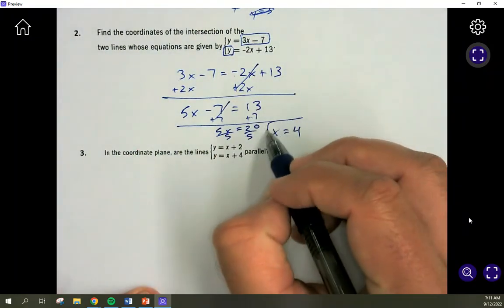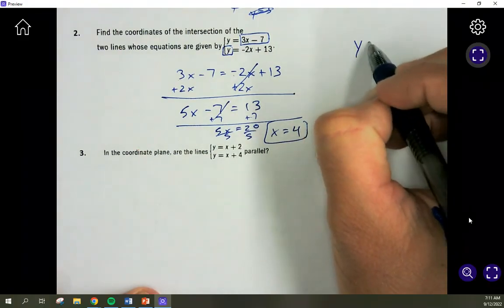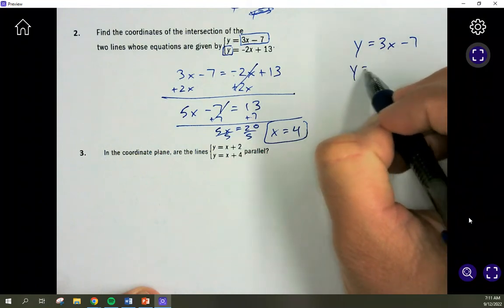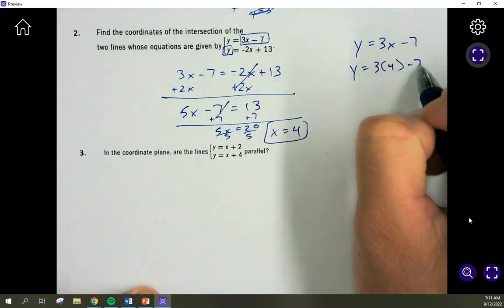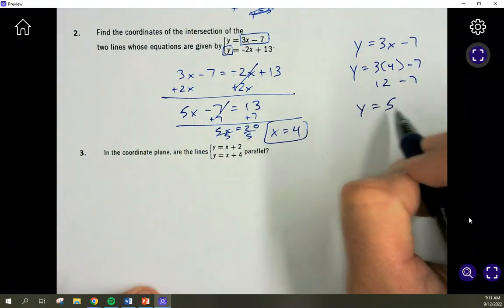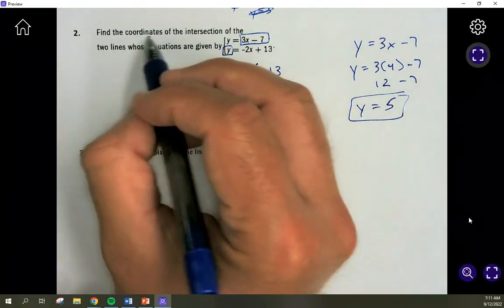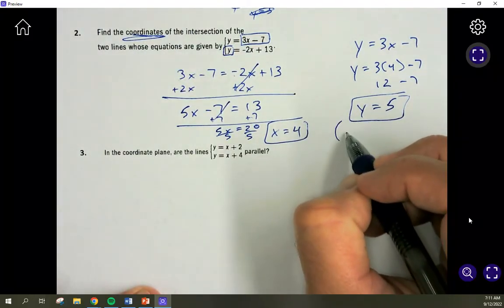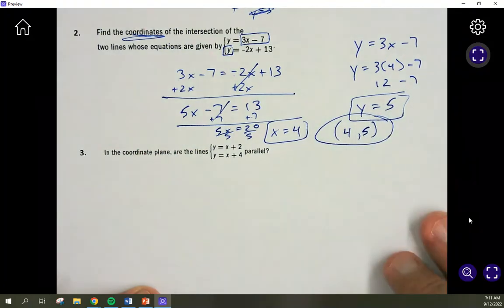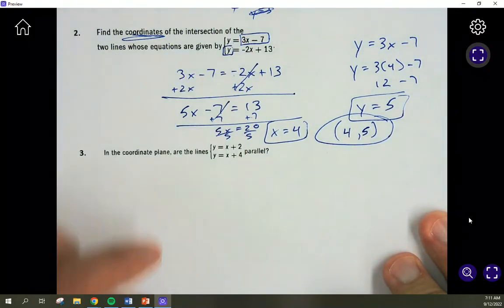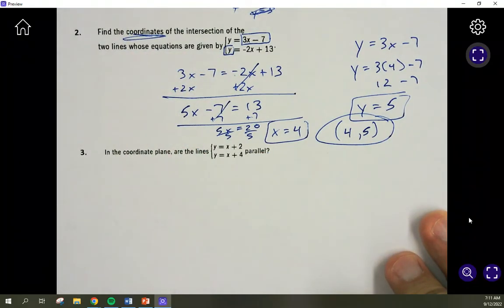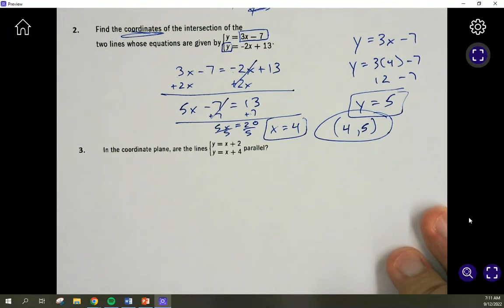Process is the same to go find the other value. So I'm going to go back up and I'm going to plug in. So I'll take the first one. You can use either one. Plugging in for x. Y equals 3 times 4 minus 7. That's 12 minus 7. So y equals 5. Again, the final answer is the coordinate. And so that is x comma y, 4 comma 5. That is where those lines will intersect. So this is the substitution method. If they're both set up in y equals form, substitution method is probably the easier way to do it.